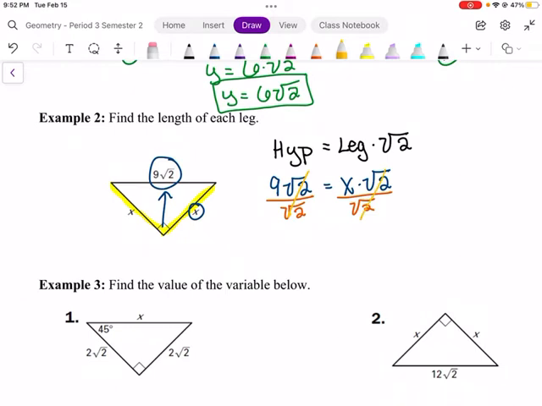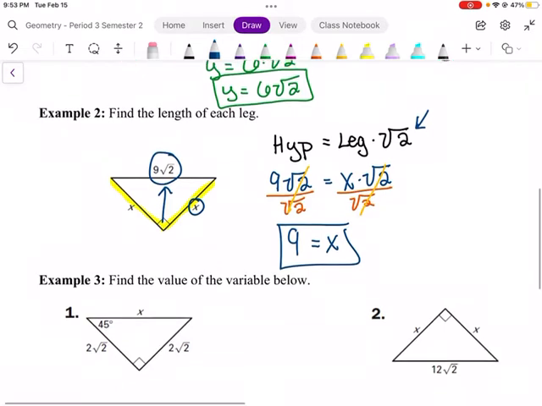Those end up canceling with each other or simplifying on both sides, leaving us with x equals 9. So using this equation will help us to find the hypotenuse. We can also use it to help us find the leg length.